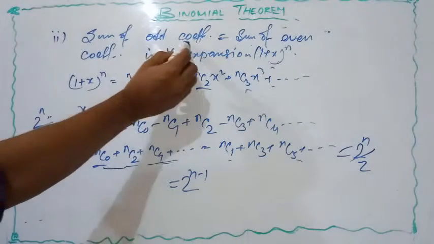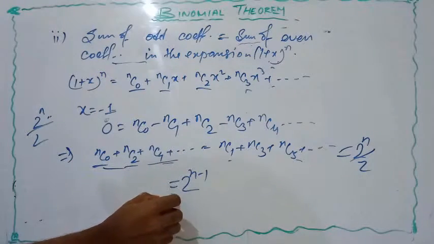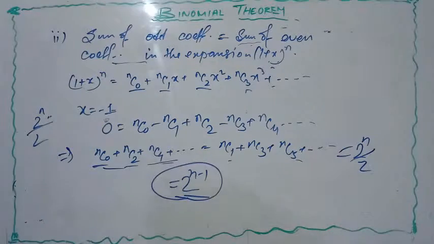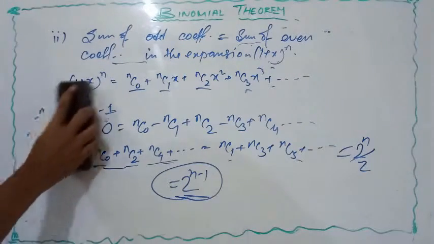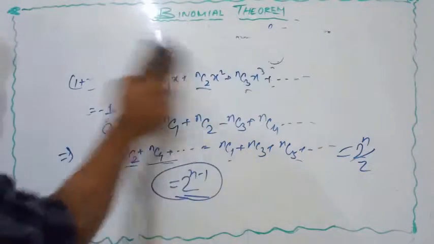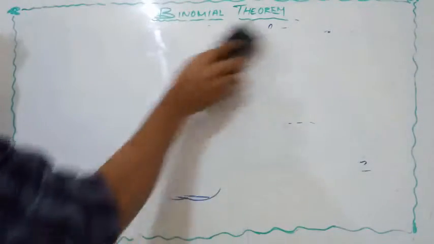So sum of odd coefficient is equal to sum of even coefficient. The value of sum of odd coefficient or even coefficient is equal to 2 to the power n minus 1. So this was the second property. Now based on these properties, we'll solve one question.